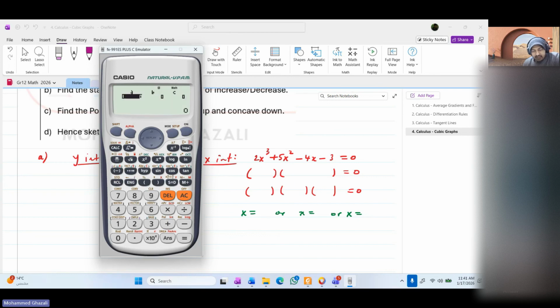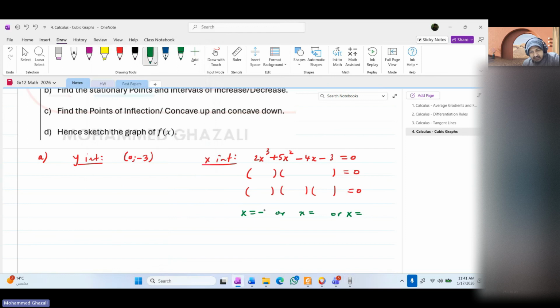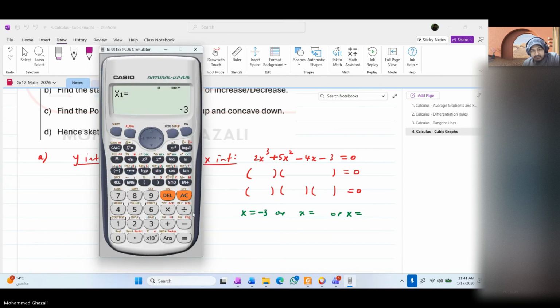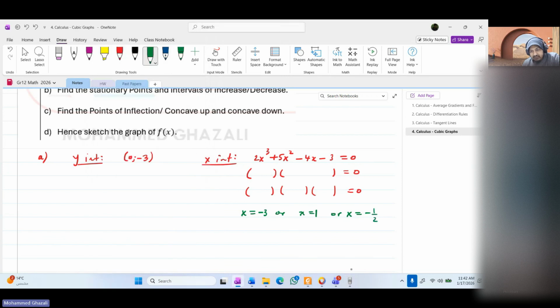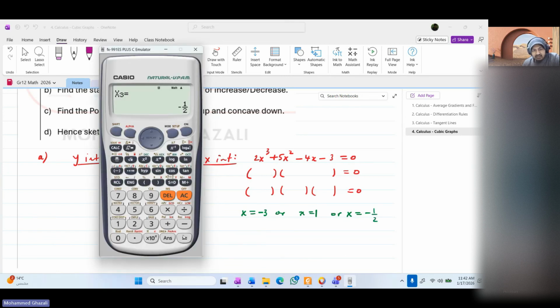What's the value of A? 2. What's the value of B? Next to x squared is 5. Value of C, -4. Value of D, -3. And see if we are getting answers. Yeah. So we're getting -3. We're getting 1. And we're getting -0.5. Right, so we have 3 answers. You saw that 3 answers.